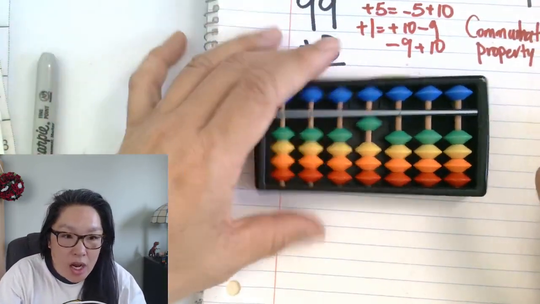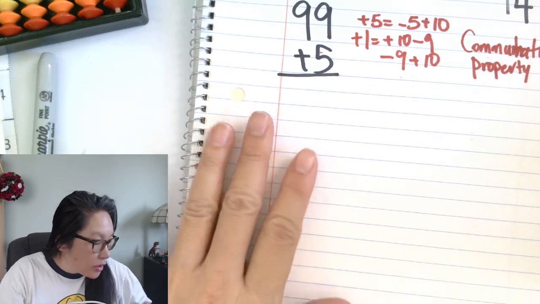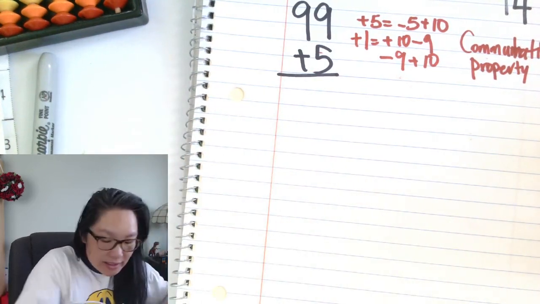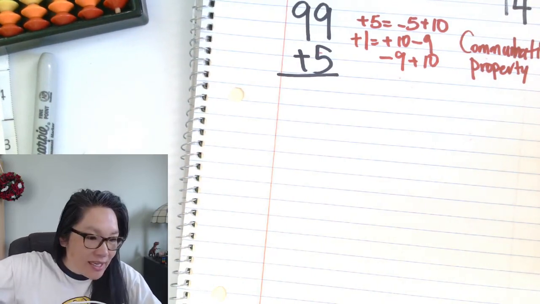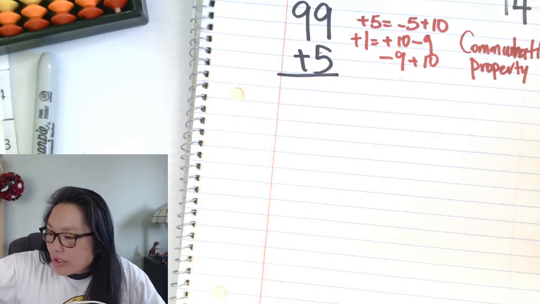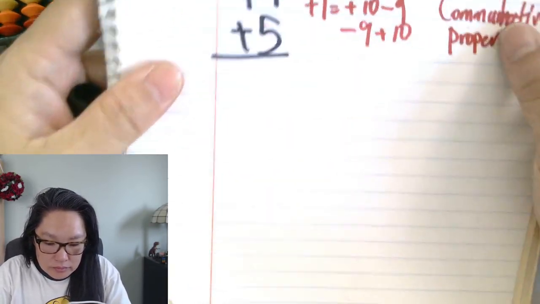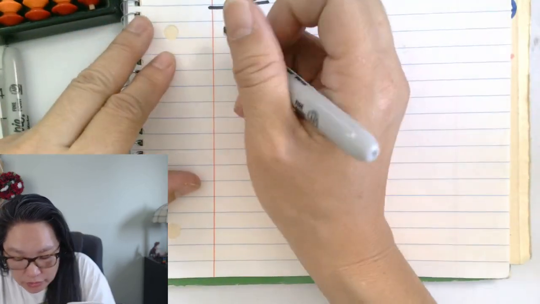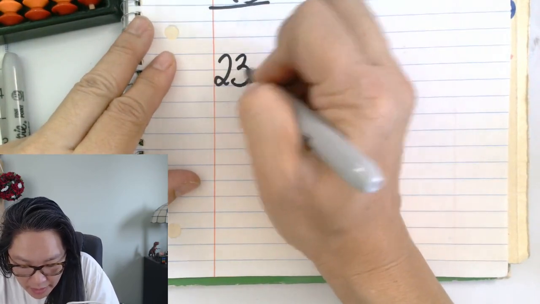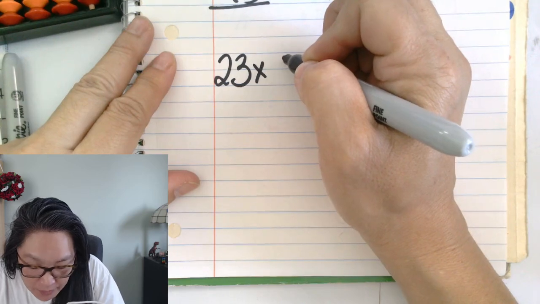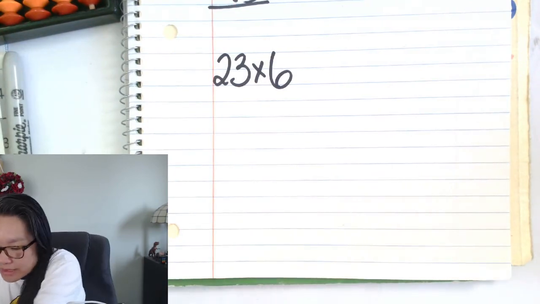When we multiply, you need to know your multiplication facts, but you only need to know up to 9. 9 times 9 is as high as we go. Why? Because everything else is redundant. So what we're going to do is 23 times 6.